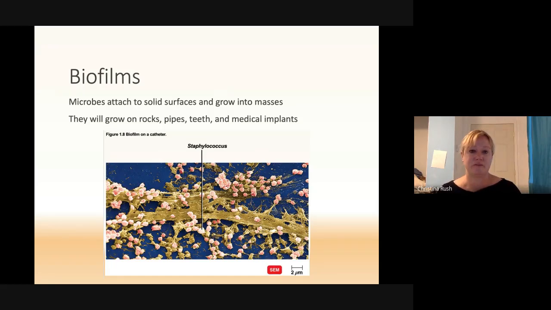Biofilms. So biofilms are when we have microbes attached to solid surfaces, and they'll grow into masses. They can grow on rocks, pipes, teeth, and medical implants. Anything that is not natural in your body, like a medical implant, can grow a biofilm. So we really have to be very sterile with these implants. And of course, your teeth. I did brush my teeth. Rub your tongue over your teeth. You'll go, oh, there's a biofilm starting. I should brush my teeth better. When you need to brush your teeth, you feel a biofilm.